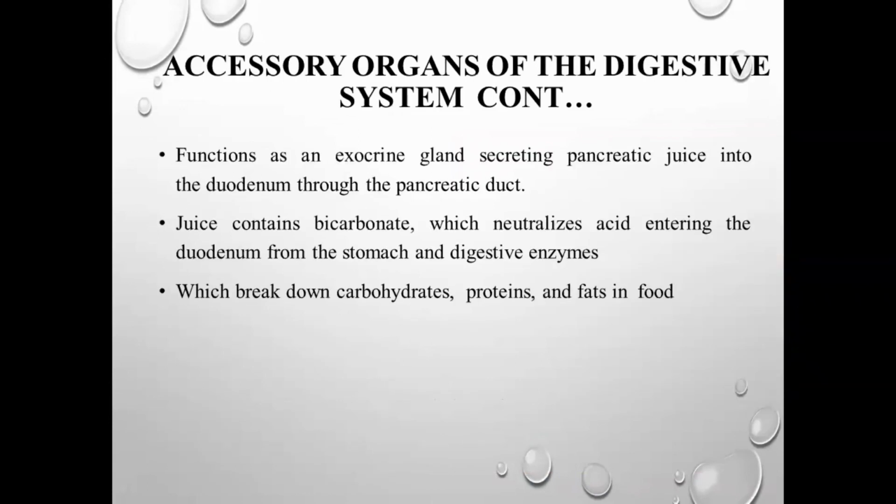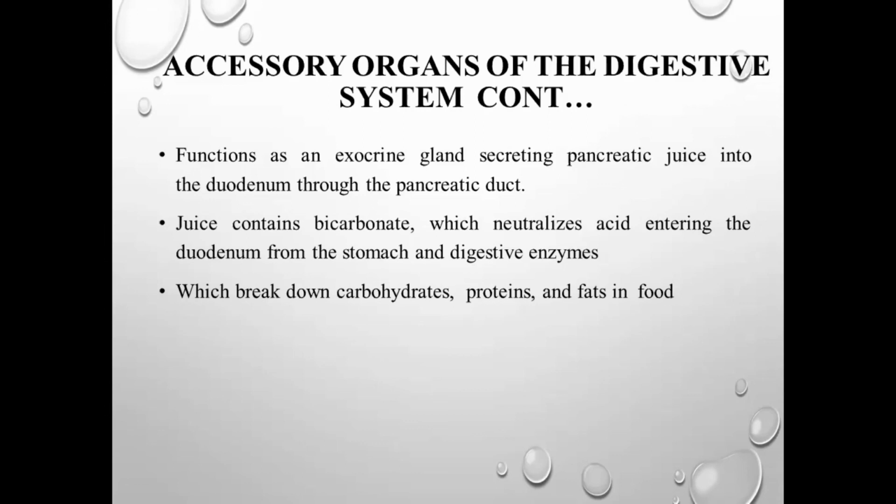The juice contains bicarbonate. This is a very important thing. The bicarbonate neutralizes the acid entering the duodenum from the stomach. As I said, the chyme which comes out from the stomach is acidic, because of the concentrated hydrochloric acid secreted by the oxyntic cells. So this acid has to be neutralized by the bicarbonate present in the pancreatic juice. This neutralizes the acid of the content in the duodenum.